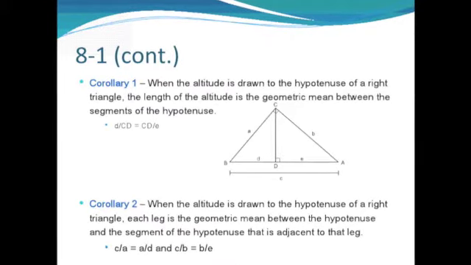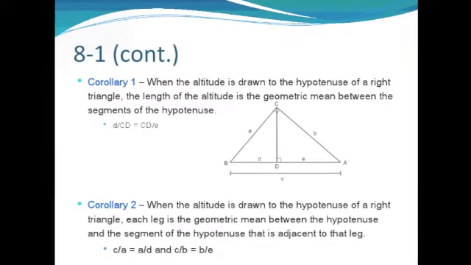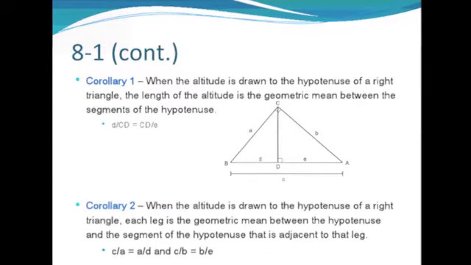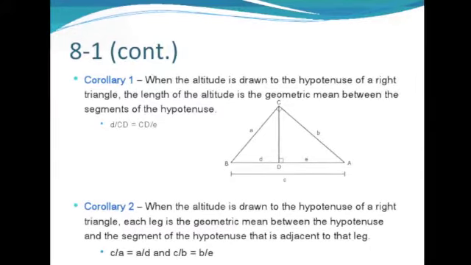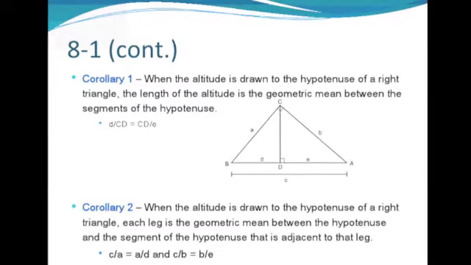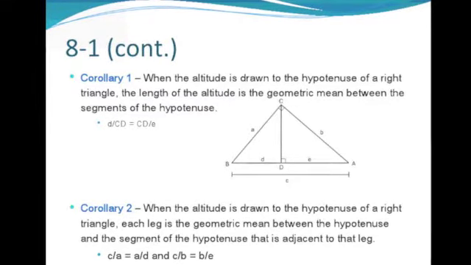8.1 Corollary 1 states that when the altitude is drawn to the hypotenuse of a right triangle, the length of the altitude is the geometric mean between the segments of the hypotenuse. Theorem 8.1 Corollary 2 states that when the altitude is drawn to the hypotenuse of a right triangle, each leg is the geometric mean between the hypotenuse and the segment of the hypotenuse that is adjacent to that leg.